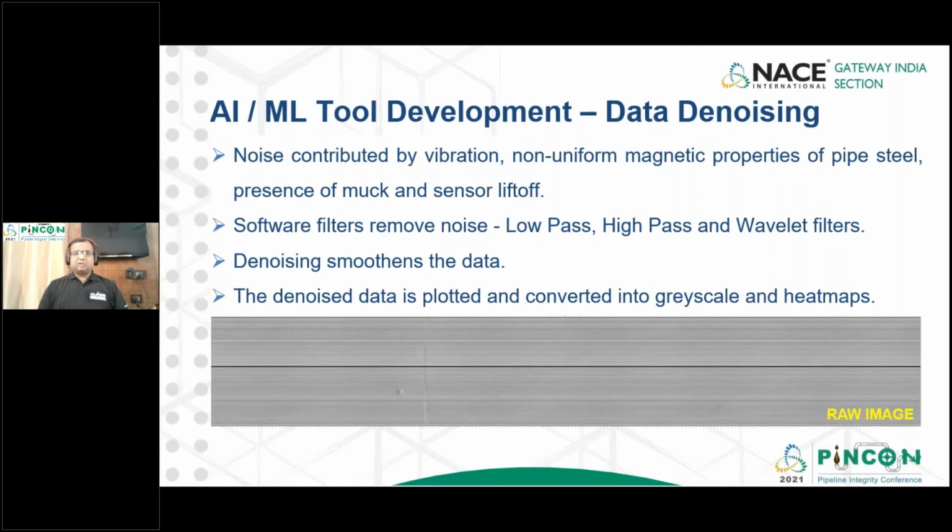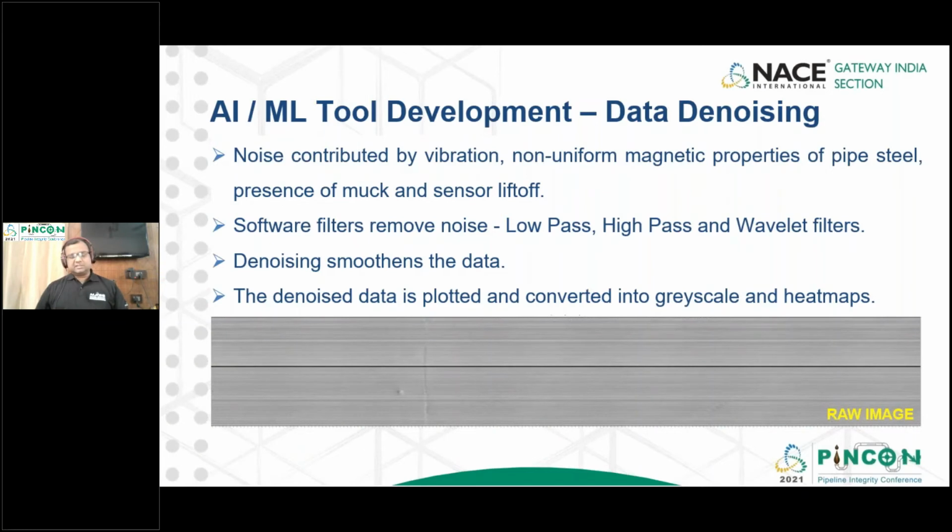To remove the noise, techniques were developed based on hardware electronics methods, which include development of low pass, high pass, and wavelet filters. Once the data is processed through different layers of filters, we have filtered and smoothened data, which can also be seen in the coming slide in the form of images.